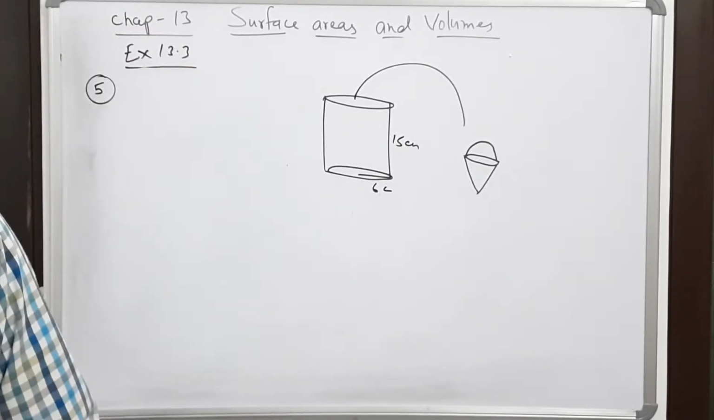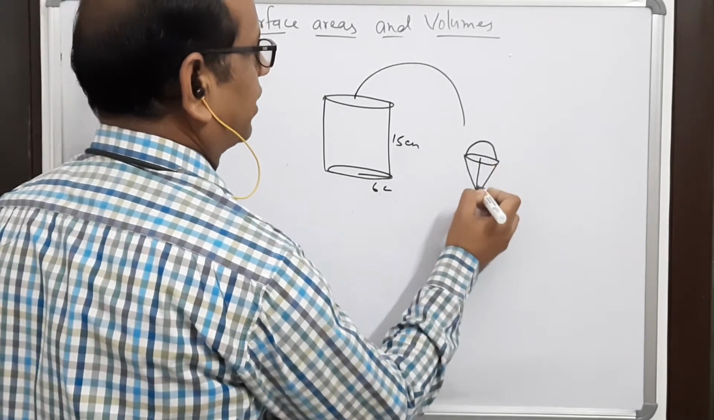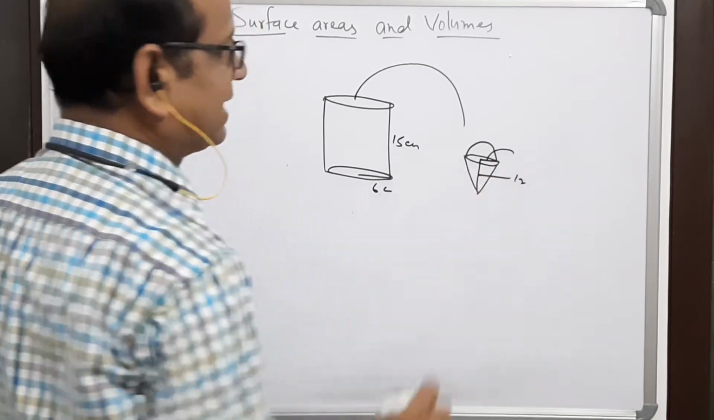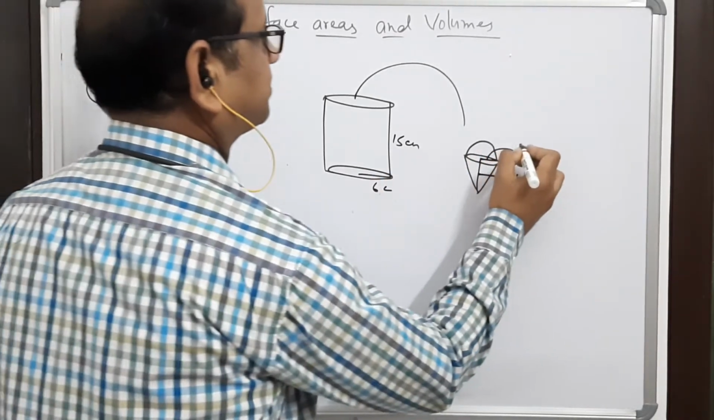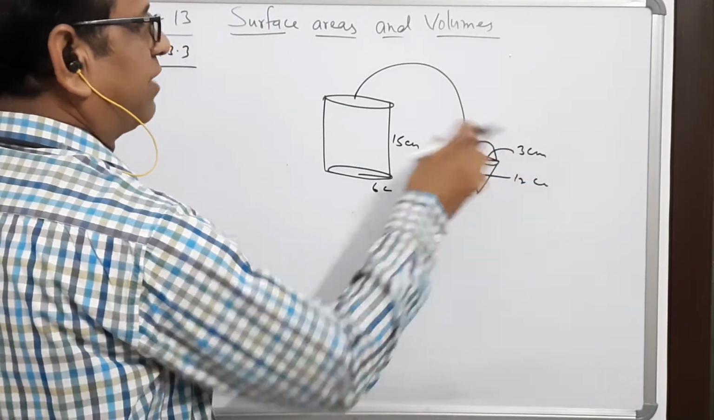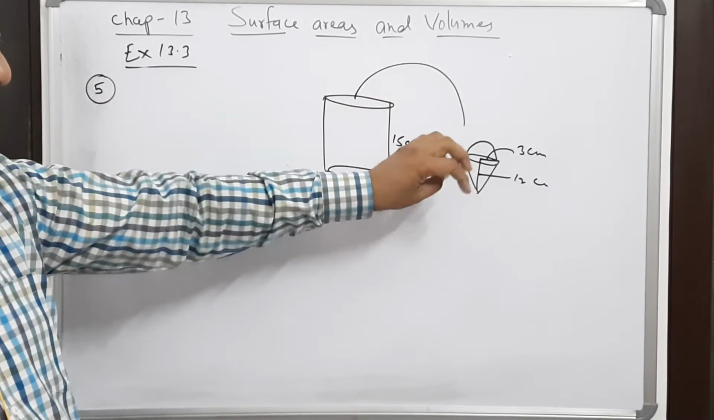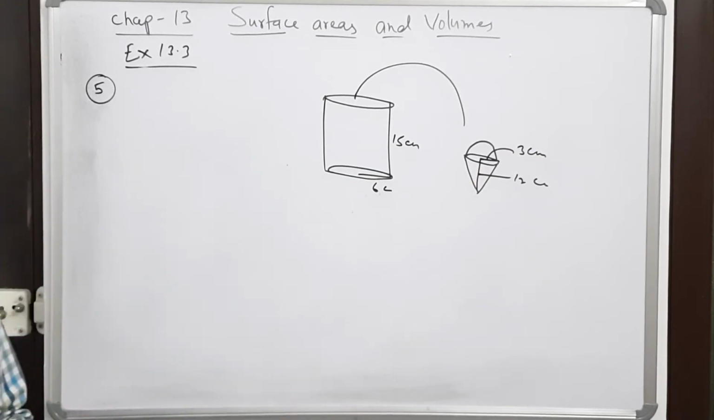Now here the height of the cone is 12 centimeters. This height is 12 centimeters, please, and the radius is 3 centimeters. This height is 12, so the cone is a little bigger. This cone is a little bigger, 12 centimeters height and 3 centimeters radius.